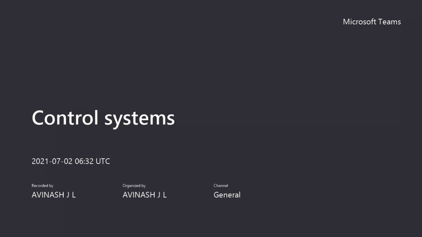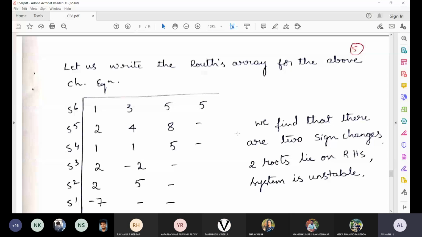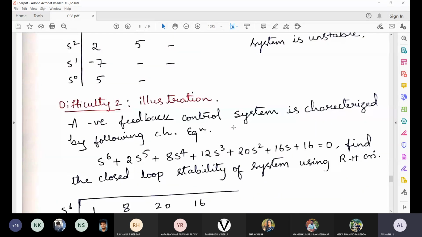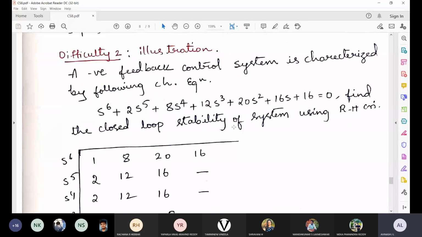After finding the stability, in the process of finding the stability, we may encounter some difficulties. So what are the different kinds of difficulties we may encounter? Those difficulties we have also discussed. It is difficulty level 1 and difficulty level 2.